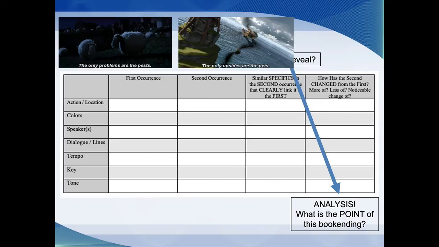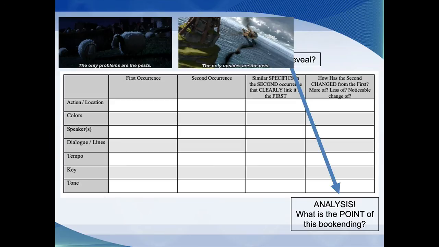Then the third column says similar specifics in the second that clearly link it to the first. Say, not every film uses bookending. And so the proposition is, if they are using bookending, the beginning and the end of the text must clearly be linked. There must be something that is specific and similar between the two. What gave it away for you to start thinking, oh my goodness, they're using bookending? Did they use the same exact lines? If so, what were they? Was it the same exact setting? If so, what was it?